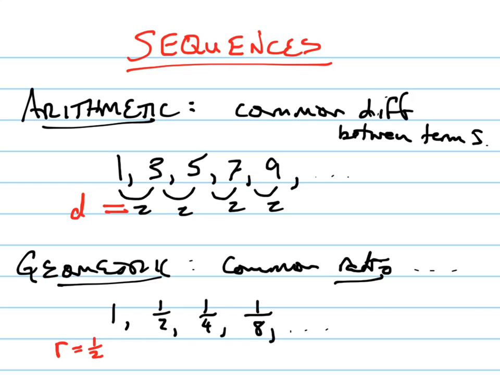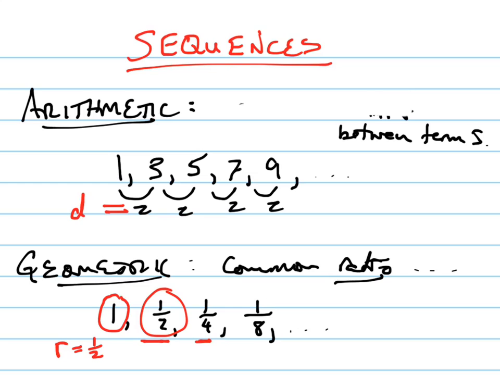How do you get from this term to this term? You multiply by 1/2. This term to this term, multiply by 1/2, etc. So that's the basic definition. Now let's talk about the formulas for it. The formulas follow directly from the definitions. If you understand the definitions, the formulas are easy. So let's try to see if we can get this.